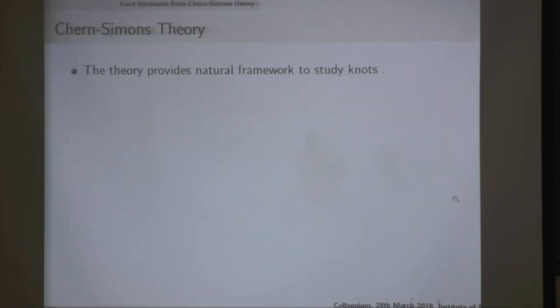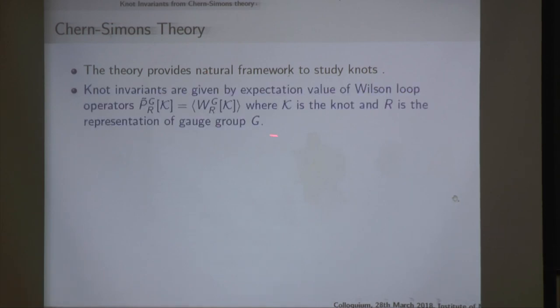Okay, so Chern-Simons theory is a three-dimensional theory and it is metric independent. The action is metric independent and it provides a natural framework to study knots. Knots are given by Wilson loop operators, and on the Wilson loop you can put a representation R, and the group of the Chern-Simons theory you can take to be a gauge group G, and K, this calligraphic K, refers to the knot, and you can work out the expectation value in this quantum field theory.